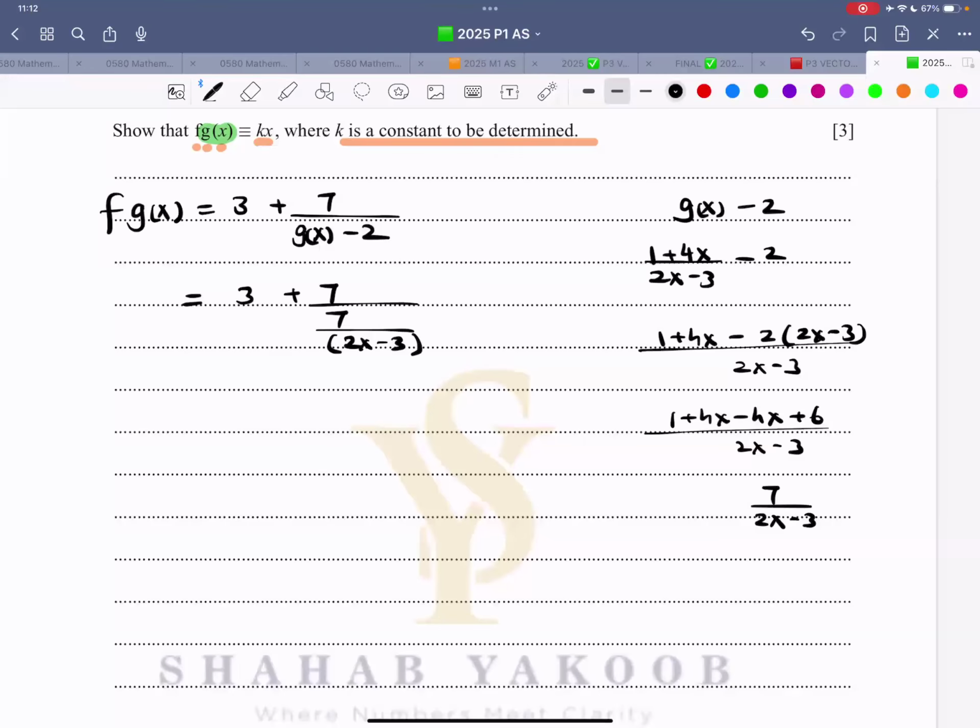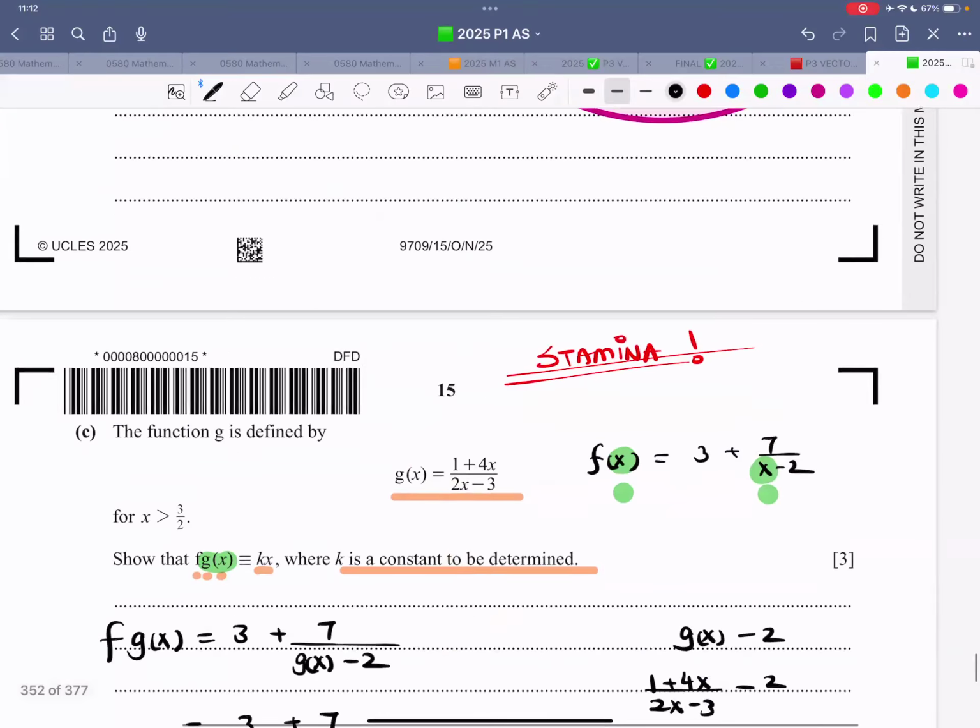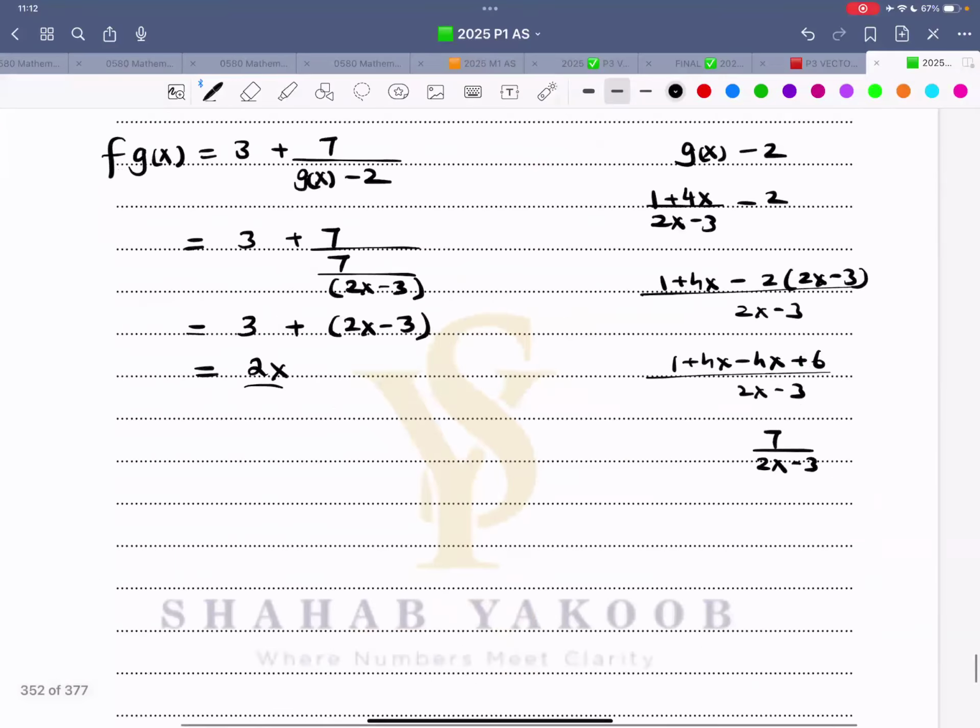So the 7 and 7 will cancel out, and this will be this thing that is over here. So now this is 3 plus (2x minus 3). So 3 will cancel out, and I got 2x. So f of g(x) is 2x. They already said that it would be kx. That's good. So now this is like kx. So therefore, the value of k is 2.